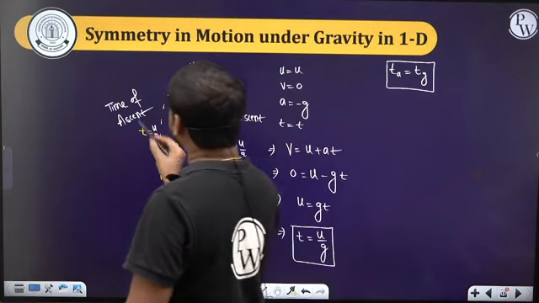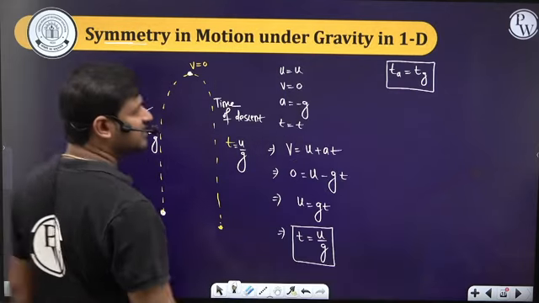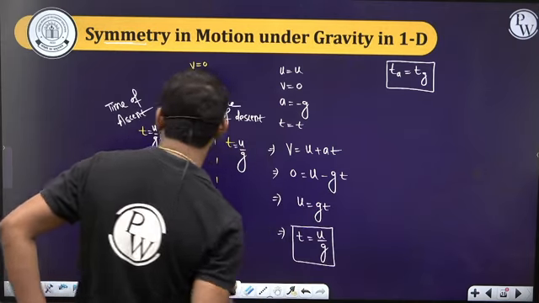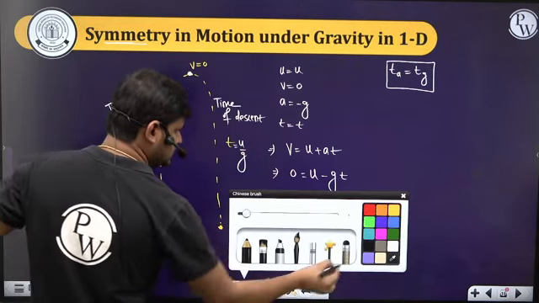So now what does it mean by symmetry in motion under gravity in 1D? What does it mean by symmetry? Let's suppose I am considering, see here.